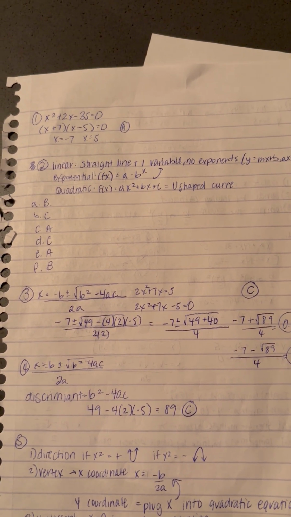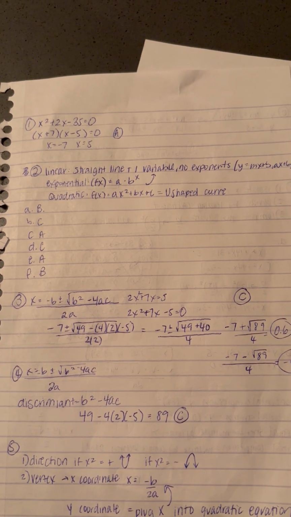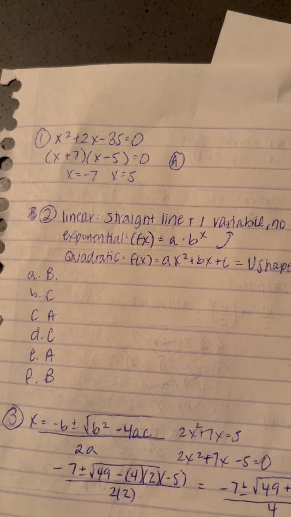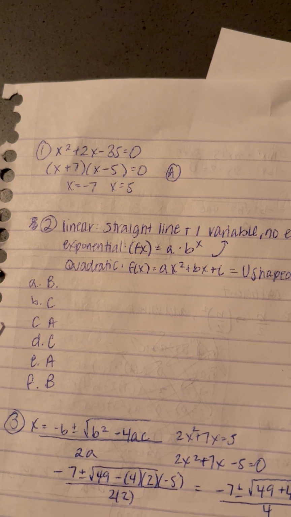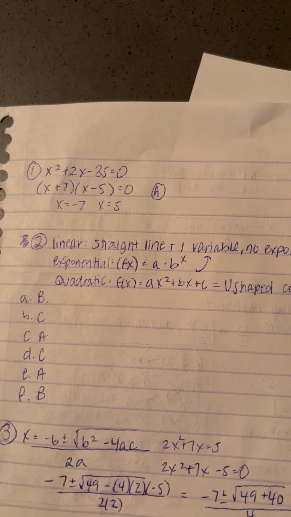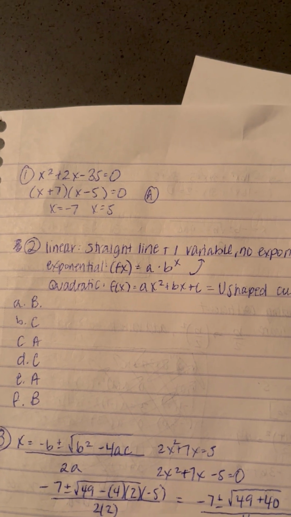So for number 1, solve x squared plus 2x minus 35 equals 0. You're going to write down that equation and FOIL it. That would give you x plus 7, and then also x minus 5 equals 0, which would give you x equals negative 7, and x equals 5, which is A.